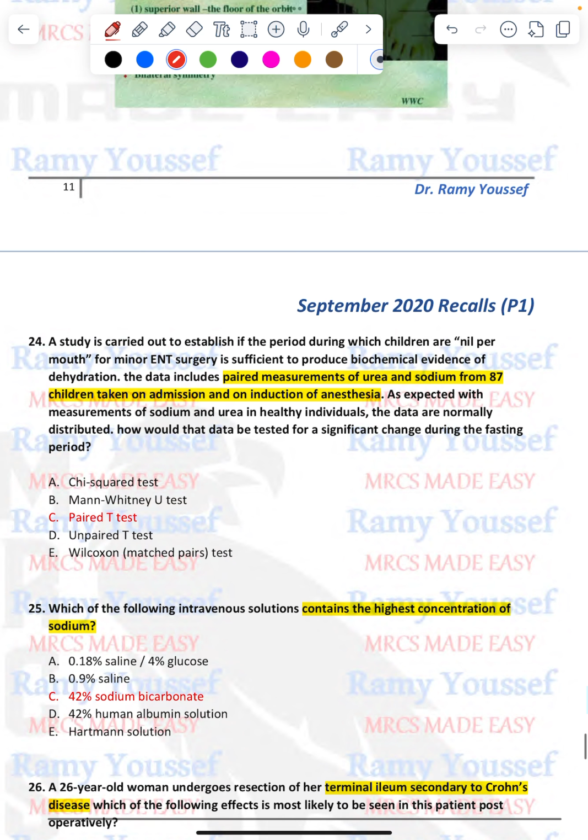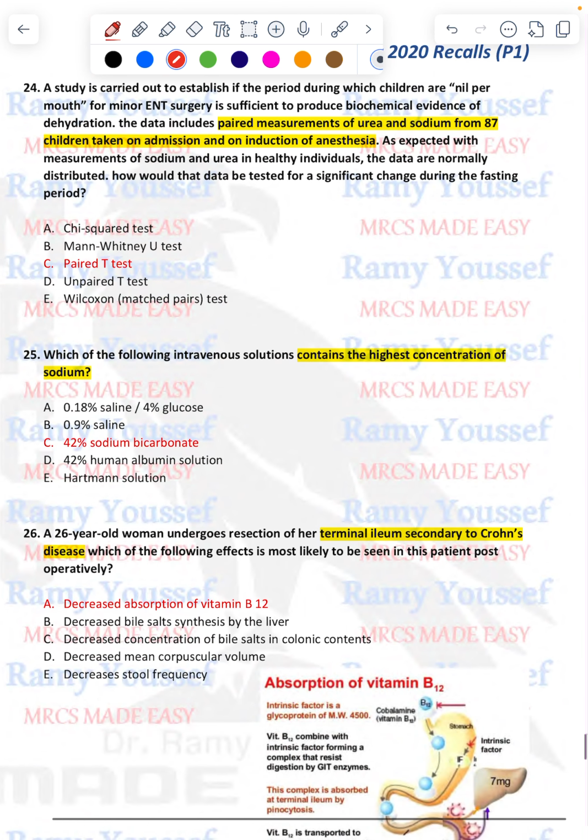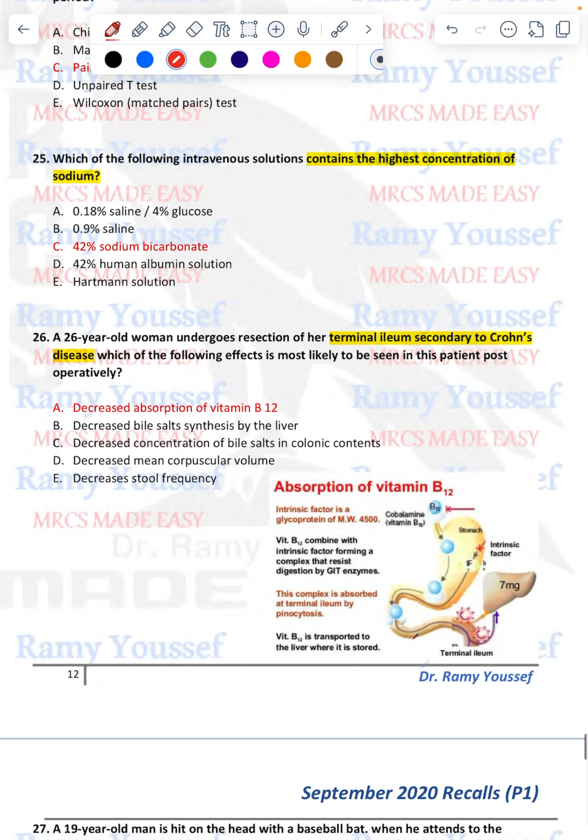A 26-year-old woman undergoes resection of the terminal ileum secondary to Crohn's disease. Which effect is most likely to be seen in the patient postoperatively? So absorption of vitamin B12 should go down because of resection of the ileum.